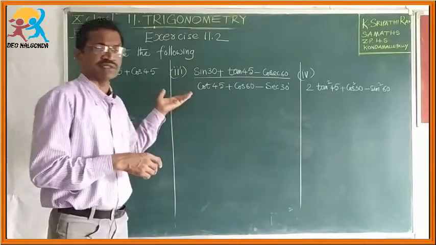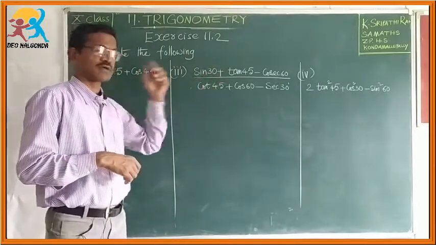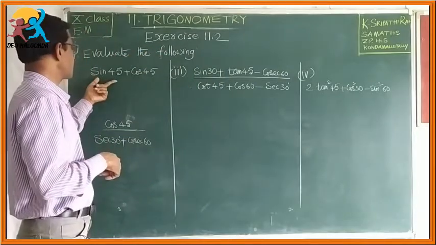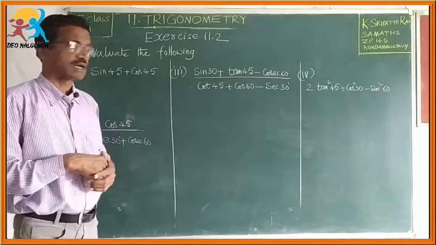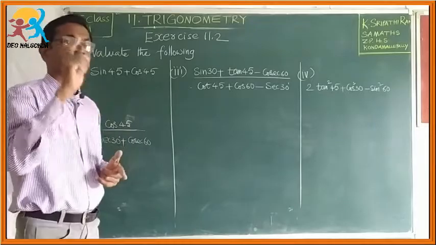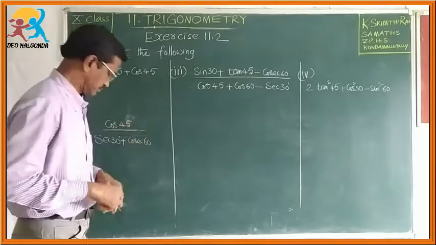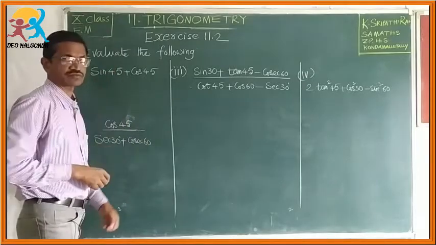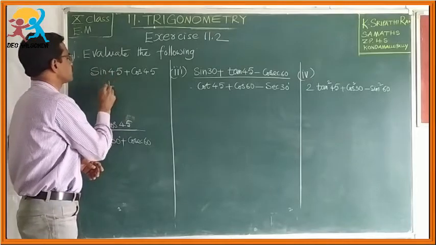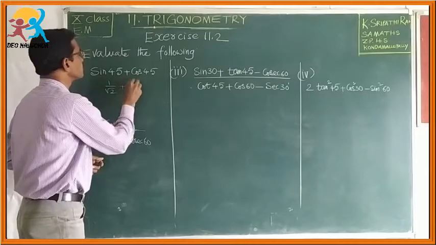Today, in this video, let us learn how to find the values of the problems in exercise 11.2, like sin 45 plus cos 45. How to evaluate the values of these questions. Keeping the values in our memory, we have to solve these questions. Let us solve now. Here, sin 45 from the table, you have to memorize. Sin 45 value is 1 by root 2 and cos 45 value is also 1 by root 2.